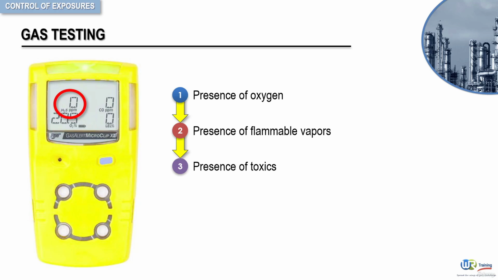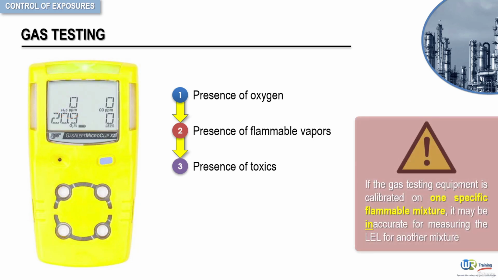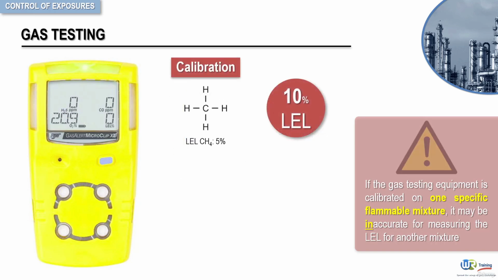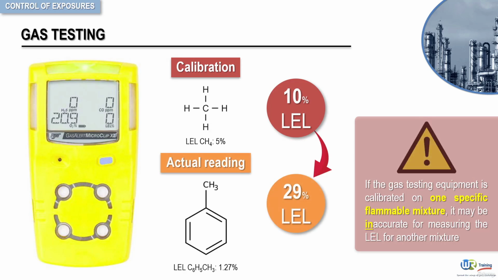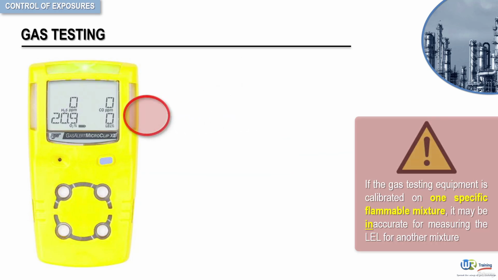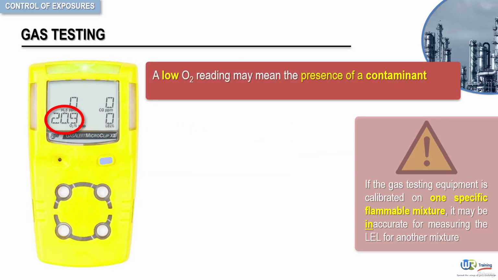Keep in mind, if the gas testing equipment is calibrated on one specific flammable mixture, it may be inaccurate for measuring the LEL for another mixture. For example, if calibrated with methane air mixture of 10% LEL, it may give a reading of 29% LEL for toluene air mixture. In addition, a low oxygen reading may mean the presence of a contaminant. This is because when a gaseous substance is introduced, it displaces air, so nitrogen and oxygen, resulting in an oxygen level of less than 20.9%.